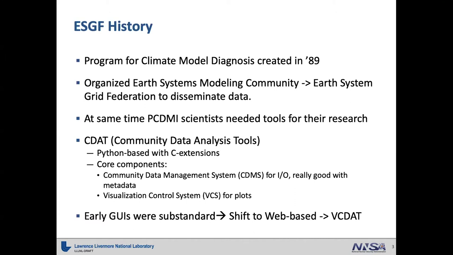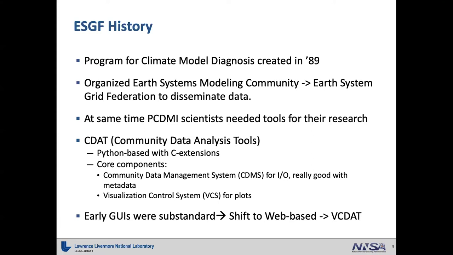So the history: it all started with the Program for Climate Model Diagnosis and Intercomparison, PCMDI, in about 1989, which started at Livermore Lab. The goal was to do intercomparison of climate models across the world, because back then everybody had their own model, but they would not talk to each other. Basically, PCMDI organized a community of modelers to get together and compare the results. And by organizing the community, we developed metadata standards and things like that, so people could easily compare their results together. And that's on the science side of things; PCMDI still exists, managing all these things.